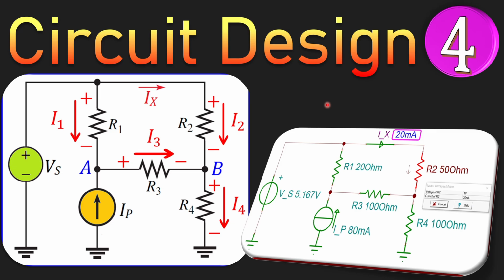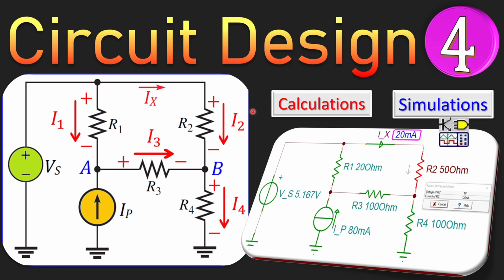Welcome to a new video about circuit design. This is our example number 4 in this design series. We will discuss in this case a typical example where we need a specific current in a branch, and this will be our situation for this case. Of course, we will look at the calculation, also the simulations in SPICE to verify our calculations.